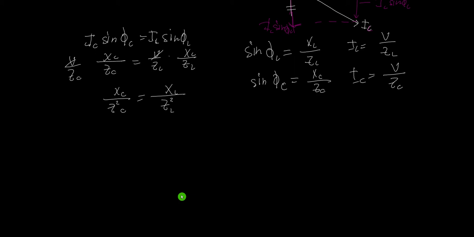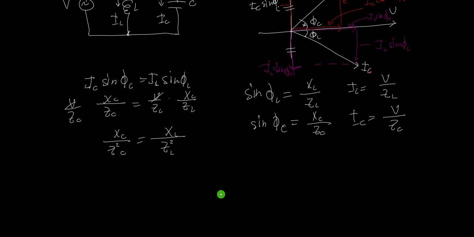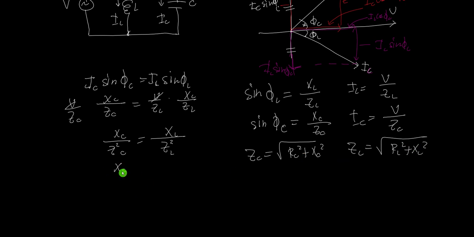And what is ZC and ZL? ZC is equal to the square root of RC squared plus XC squared, while ZL is equal to the square root of RL squared plus XL squared. If we square that, we have XC all over RC squared plus XC squared, and this should be equal to XL all over ZL squared. So this is just RL squared plus XL squared.